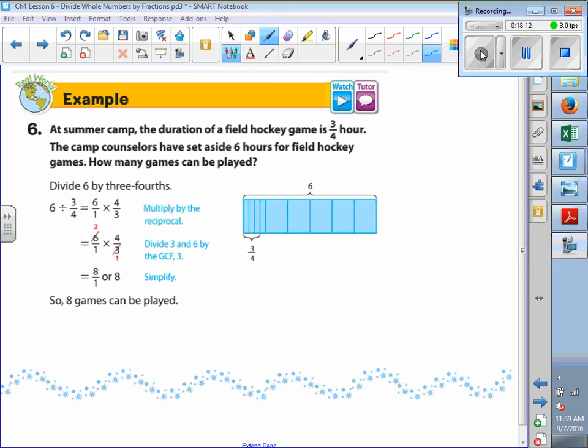So here, the first number stays the same. The division becomes multiplication, and the 3/4 becomes the 4/3, which is called the reciprocal. Very good. Now, look right here. Before I multiply, I can simplify, right? And then now, 2 times 4 is 8. 1 times 1 is 1. So how many games can they play in that 6 hours? 8 games. Is everybody clear? Yes. All right.